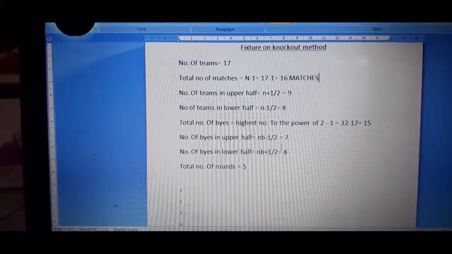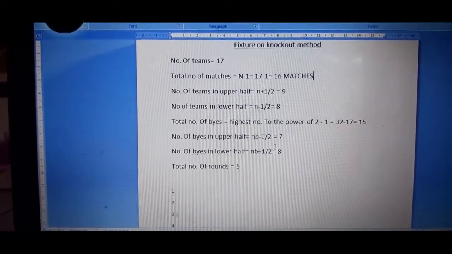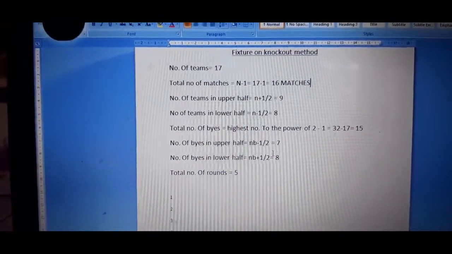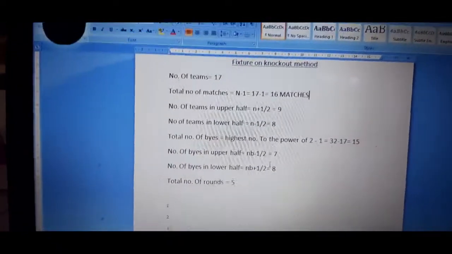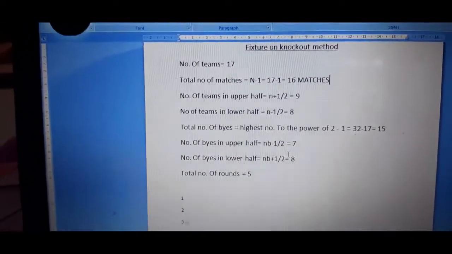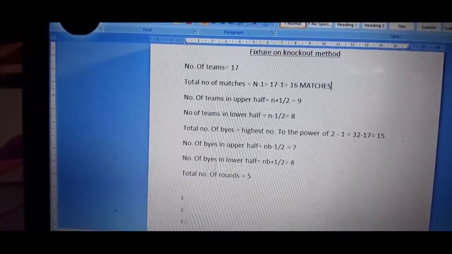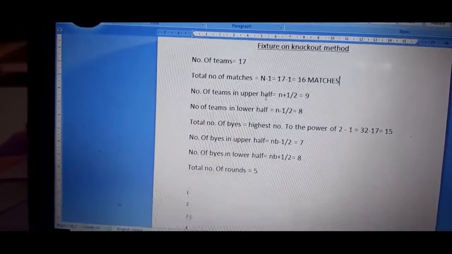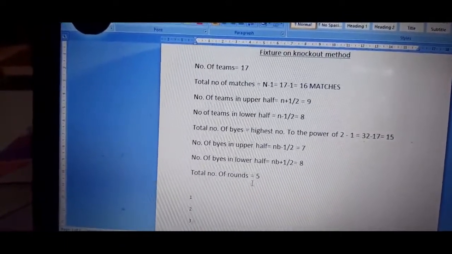So (15 minus 1) upon 2 will give you 7. The number of byes in the lower half is (NB plus 1) upon 2, which was the formula for the number of teams in the upper half. The same formula goes for the number of byes in the lower half, and the number of teams in the lower half goes for the number of byes in the upper half.